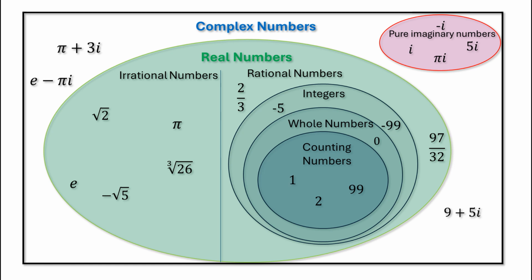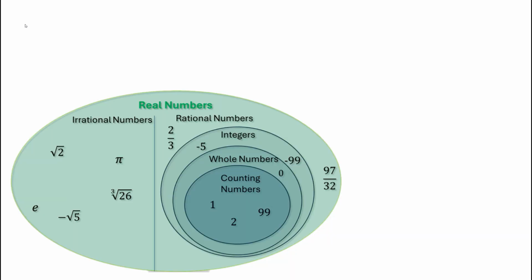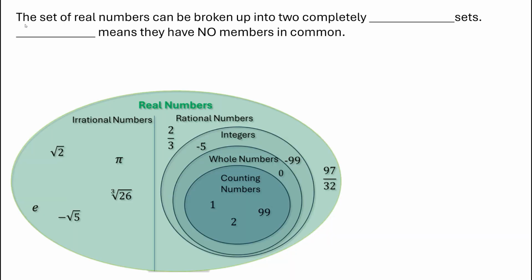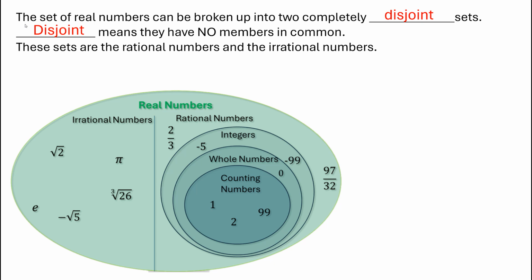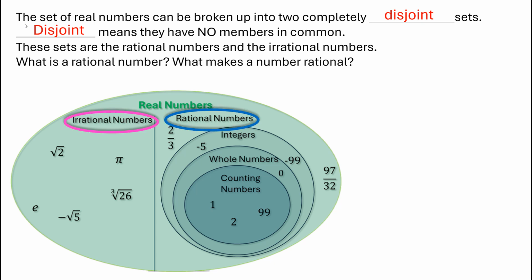Recently, you learned about the complex numbers, which include the imaginary numbers and all of the numbers that have a real part and an imaginary part. The real numbers and the imaginary numbers are part of that set. The numbers in this green oval can be broken up into two completely disjoint sets. Okay, disjoint means they have no members in common. Those two sets are the rational numbers on the right side and the irrational numbers on the left side of that line. What is a rational number? What makes a number rational?